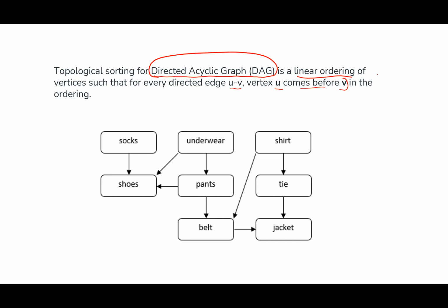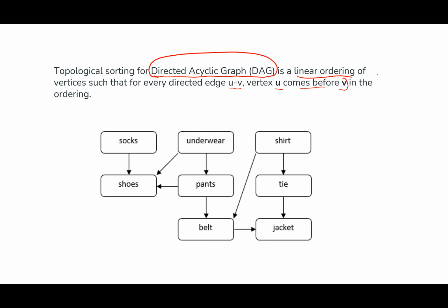So first of all, topological sort can only be done on a directed acyclic graph. If the graph is undirected, or if the graph has a cycle in it, we cannot do a topological sorting. In a directed graph, there are different vertices with directed edges, and we have to order the vertices so that if there is an edge from A to B, or from U to V, U has to come before V in the ordering.